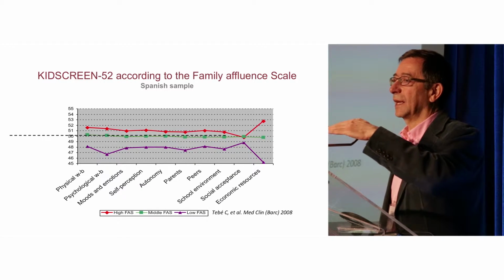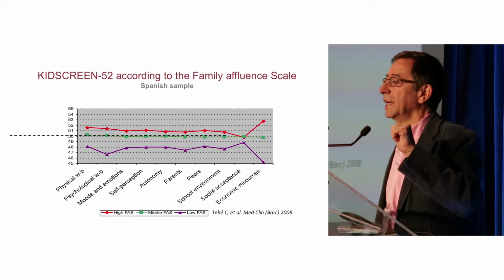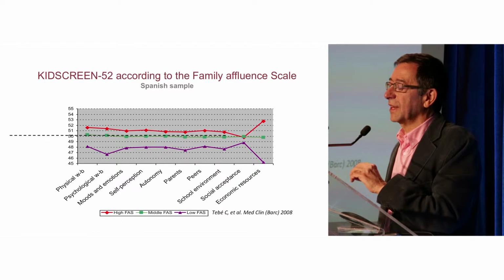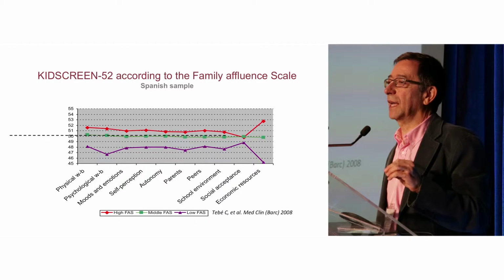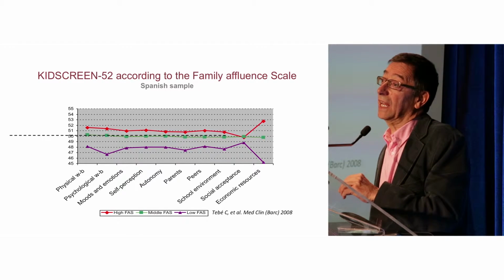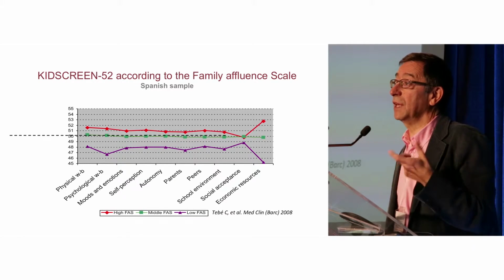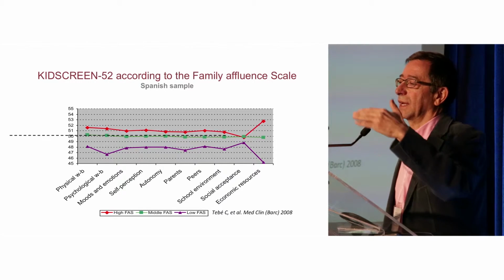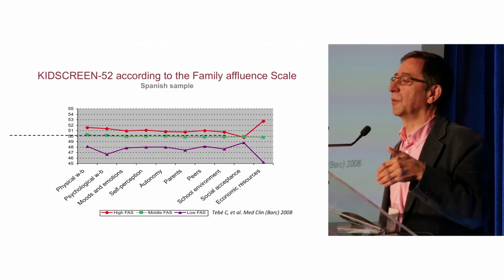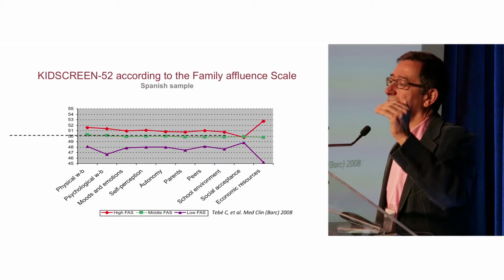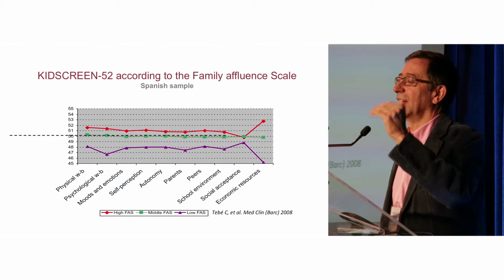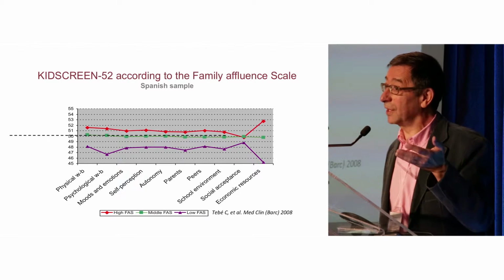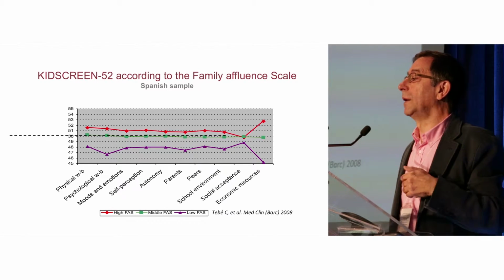Okay, and by using the KIDSCREEN, maybe it is easier to understand, as I explained, looking at the average population of 50. And the Spanish KIDSCREEN sample, stratified by family affluence scale, that is a proxy measure of family income, in 3 categories. You can see also a gradient with the wealthiest families having higher scores in almost all dimensions of the KIDSCREEN, and with higher differences in economic resources as expected.